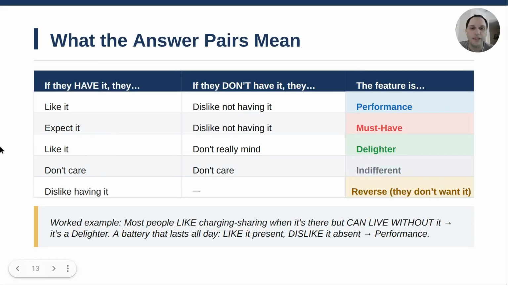So how do we read those answer pairs? This little table is the key. If people like having a feature and dislike not having it, it's a performance feature. If they expect it when it's there but dislike its absence, that's a must-have. If they like it when present but don't really mind when it's gone, that's a delighter. If they don't care either way, it's indifferent. And if they actually dislike having it, that's a reverse feature. They don't want it at all. For example, most people like charging sharing but can live without it, so it's a delighter. A battery that lasts all day, though, liked when present, disliked when absent, that's performance.